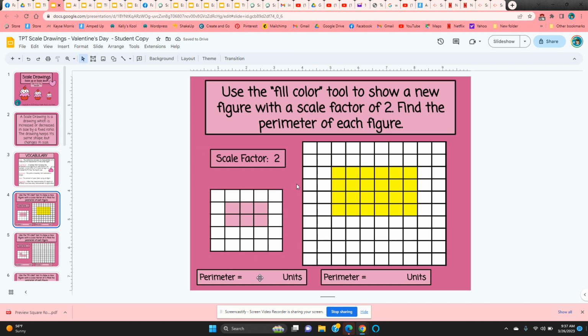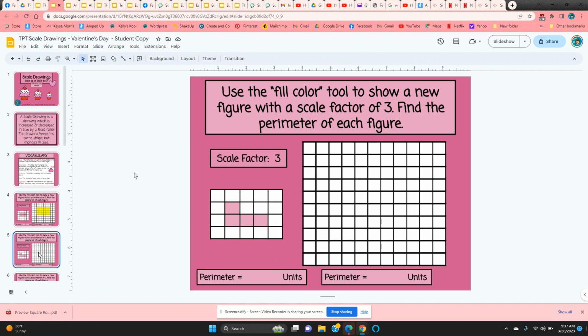Now we want them to look at the perimeter and what happens to the perimeter when they've scaled up. For the smaller figure, if they count around the outside, they're going to get a perimeter of 10 units. So they just type in 10. They count around the outside of the larger figure, they're going to have a perimeter of 20. So you want to point out to the students that what happens to the perimeter is you just multiply the original figure by the scale factor. So 10 times 2 would give them 20 units.